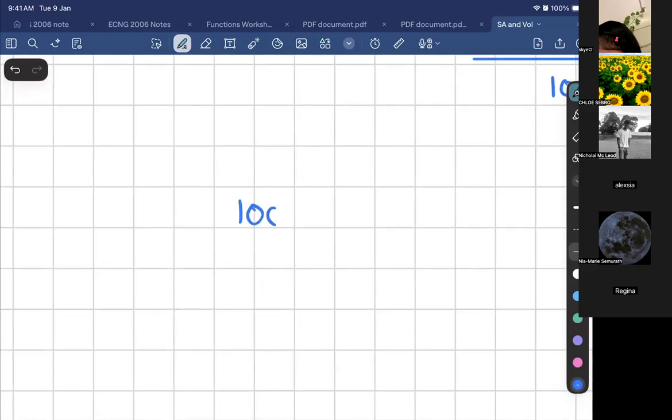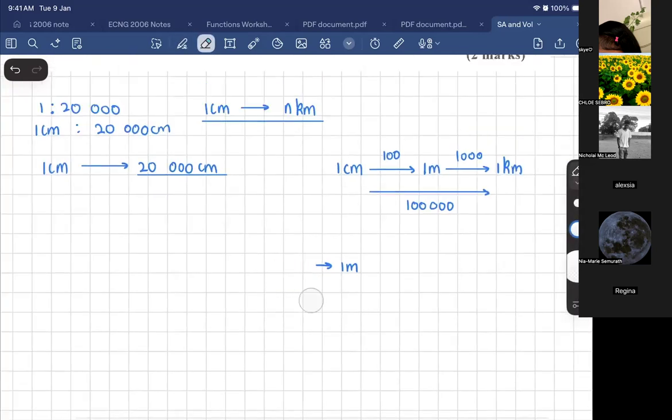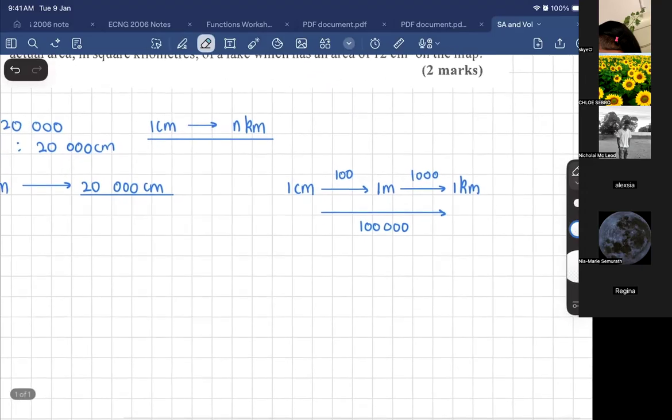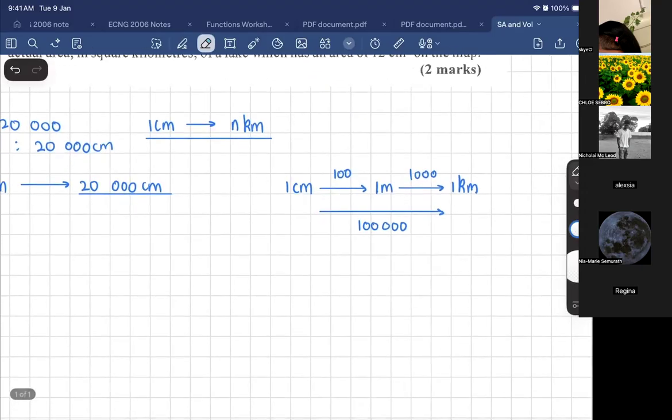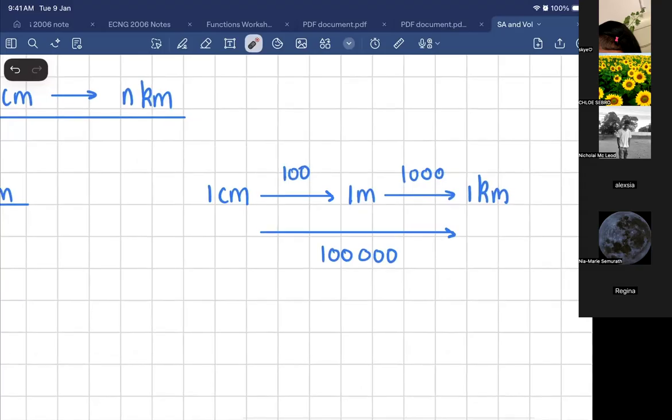If I had 100 centimeters, how would I convert that to a meter? Divide. I would divide it by what? 100. Because how many centimeters does it take to make a meter? 100. Exactly. So we're just doing the exact same thing here. Remind me, how many centimeters would it take to make a kilometer? 100,000.